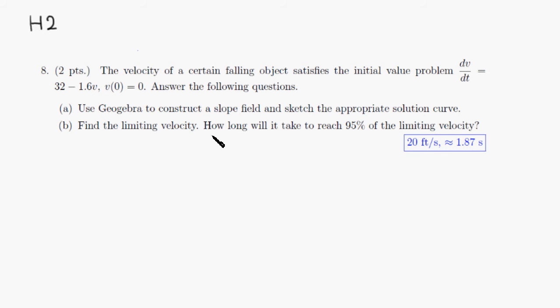Now, finding the limit of the velocity, and how long will it take? For the limiting velocity, we will set the differential equation equal to 0. So you have dv over dt, which is 32 minus 1.6 V, and we want to set that equal to 0. Then I just have to solve. Subtract 32 from both sides, so it's negative 1.6 V equals negative 32. Then we divide through by negative 1.6, the negatives cancel out, and V is 20.